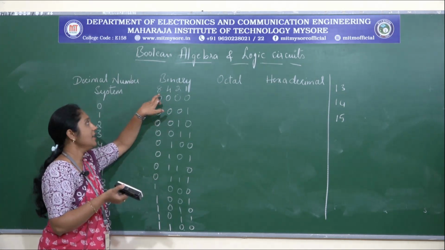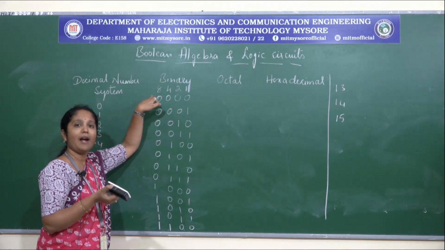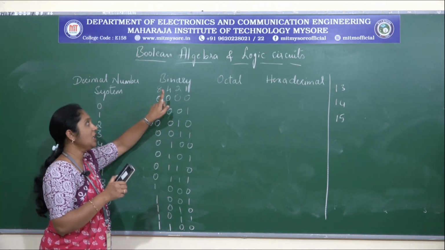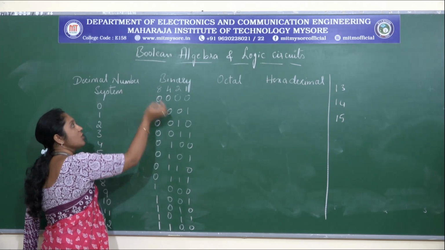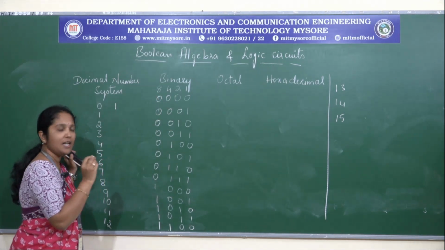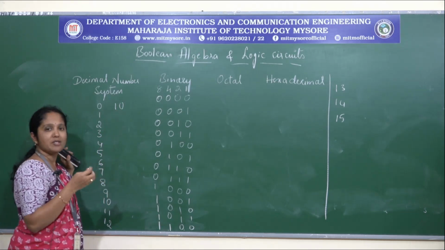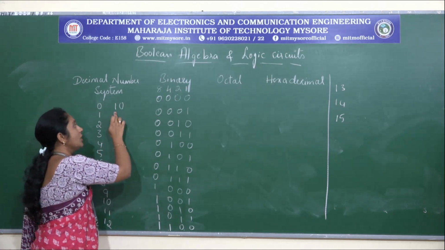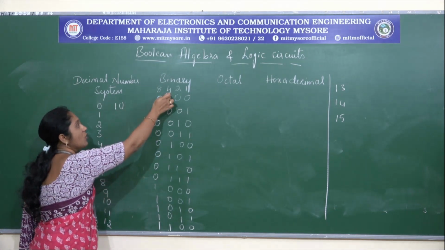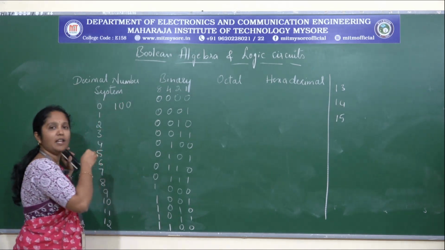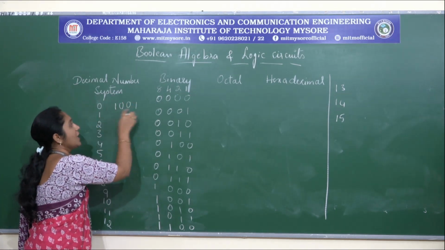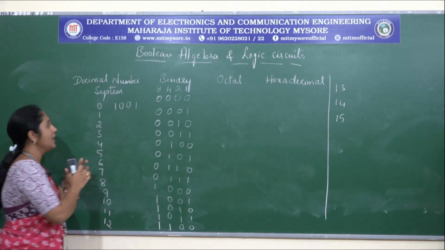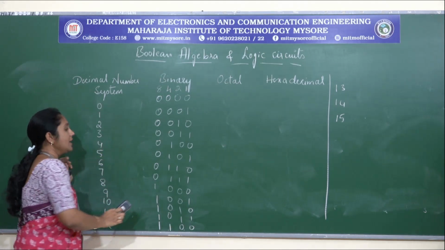so how to write 9, you need to add 8 and 1. If you add 8 and 1, we know that we can get 9. Therefore you need to write 1 in place of 8. Then you need to write 0 in place of 4. Why? Because I don't require 4. 8 and 1 are sufficient to get 9. Therefore you need to write 1 in place of 8, 0 in place of 4, next 0 again in place of 2, and at last 1, because 8 plus 1 will result in 9. So this is how we write the binary equivalent for a given decimal number.